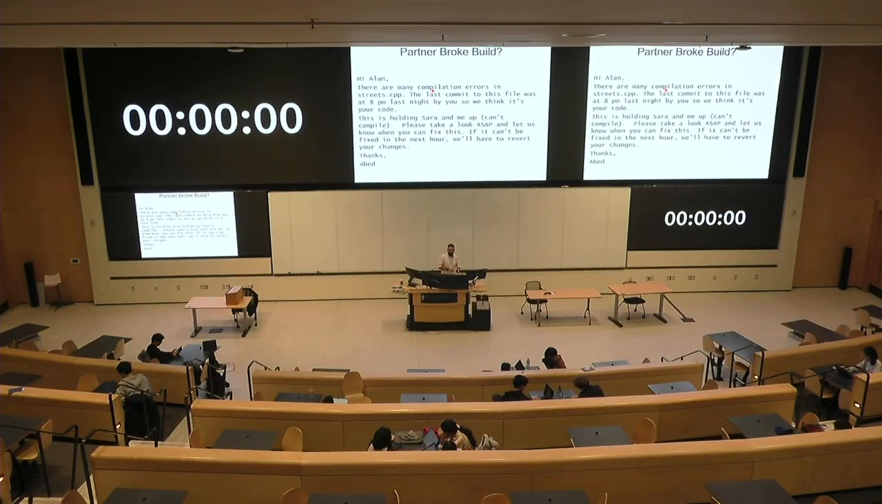Okay, so attempt 3. Now it's a very long, detailed email. We are saying that there are many compilation errors in street.cpp. The last commit to this file was at 8 p.m. last night by you, so we think it's your code. This is holding Sarah and me up, and we can't compile. Please take a look ASAP and let us know when you can fix this. If this can't be fixed by the next hour, we will have to revert your code. Is this a better email or not? Any suggestions? Anyone wants to weigh in?